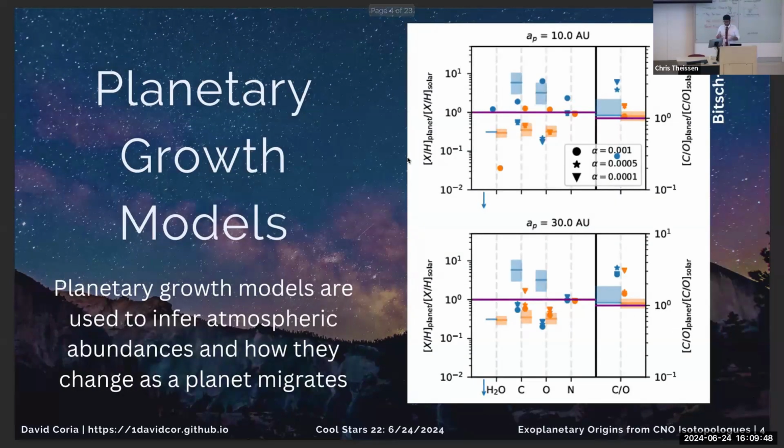Another approach to understanding planet formation and evolution is to consider what happens to planets from birth to adulthood. So using these planetary growth models, we can infer how planet atmospheres change as they migrate and accrete different materials throughout the disk. But more importantly, we can use these predictions to tie planetary abundance measurements to the chemical composition observed in protoplanetary disks and to the planet's host stars.